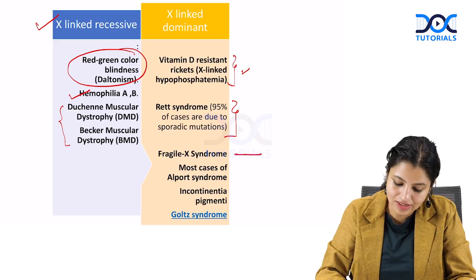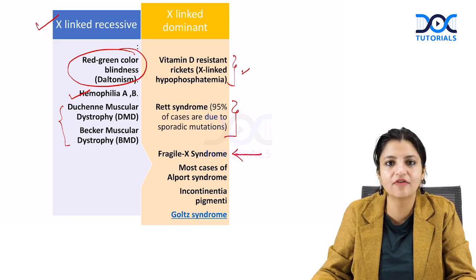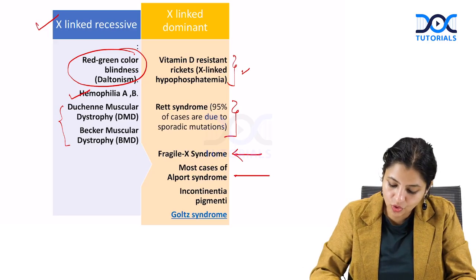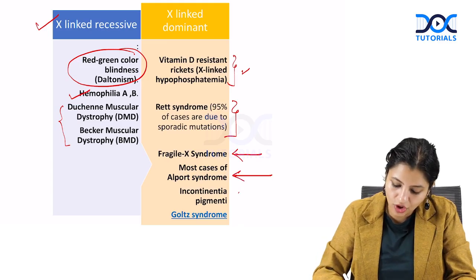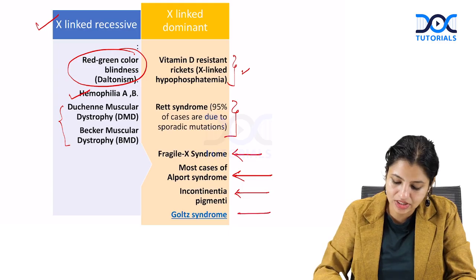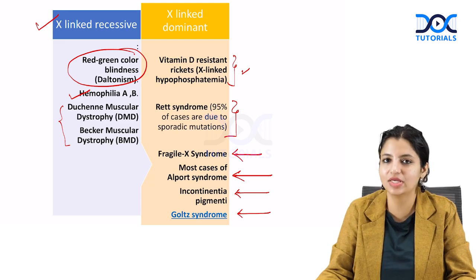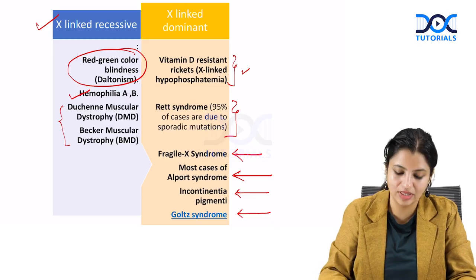Then fragile X syndrome is usually X-linked dominant, but it can also have other inheritances, though the majority of the time it's X-linked dominant. Then most cases of Alport syndrome are also X-linked dominant, and incontinentia pigmenti and Goltz syndrome. These are some of the X-linked dominant disorders which they ask you in exam. So I've compiled a list so that you don't confuse and you know this better.